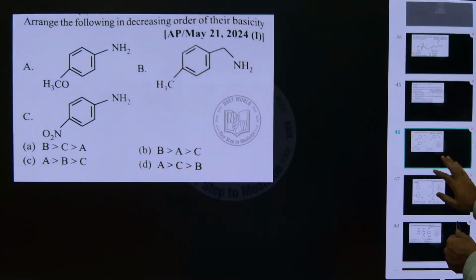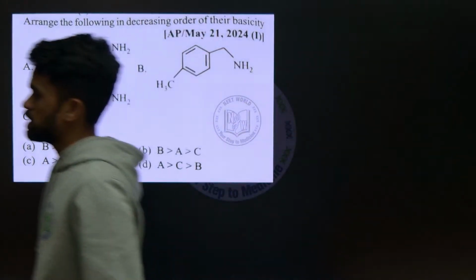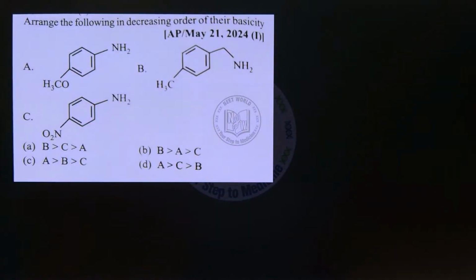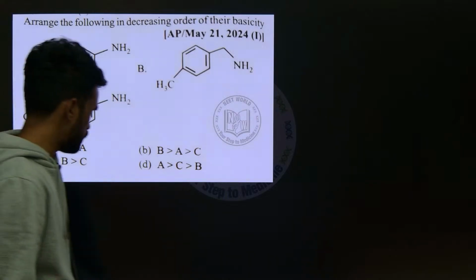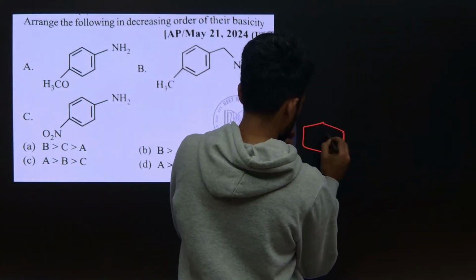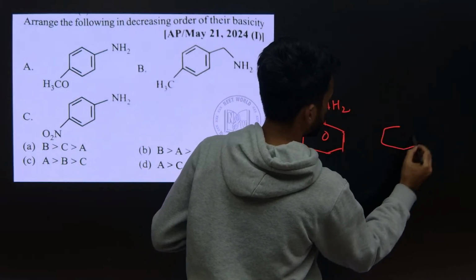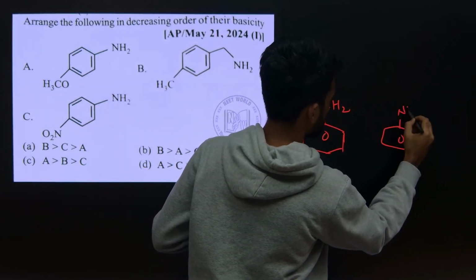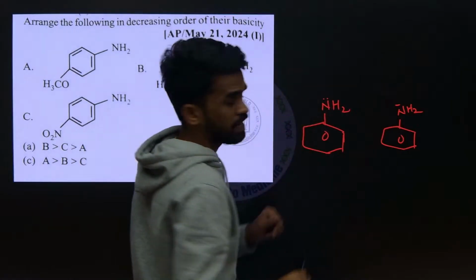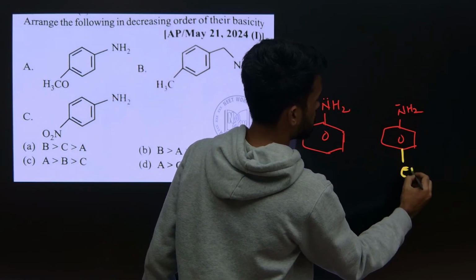Next thing, the basic nature of amines can also be explained by the mesomeric effect. Especially the basic nature of aromatic amines is properly explained using this mesomeric effect. So how it will be, see for example, I have a nitrogen atom with lone pairs on it. So we can say this is aniline. Okay, now here I am writing a group that is an electron releasing group.